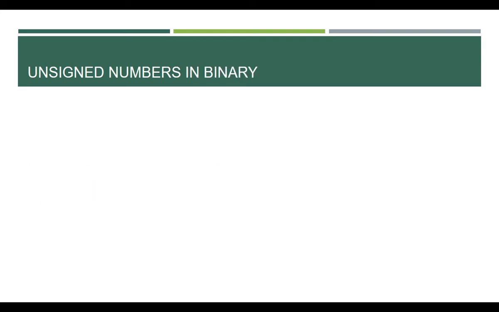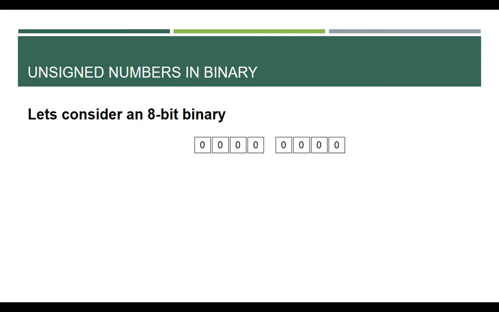Unsigned numbers in binary. Let's see how unsigned numbers are represented in an 8-bit binary. So let's say this is our 8-bit binary. We have 1, 2, 3, 4, 5, 6, 7, and 8. This totals to 8 bits.